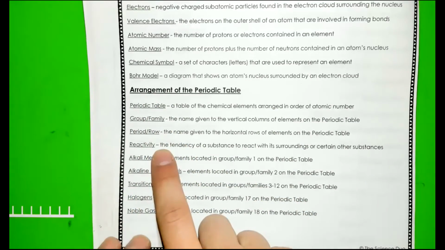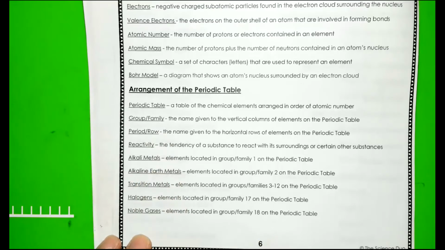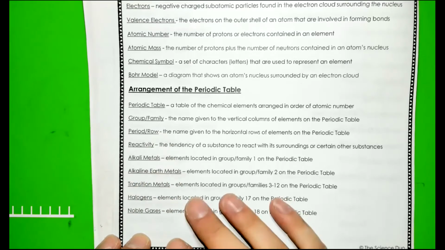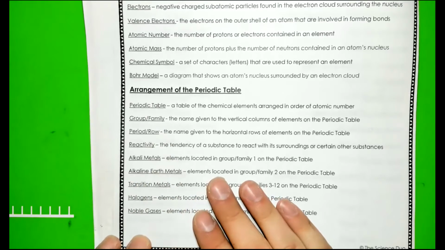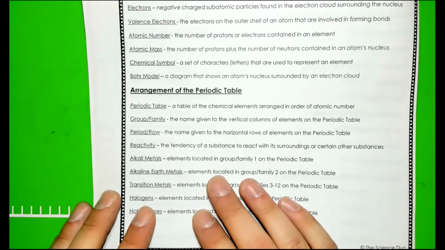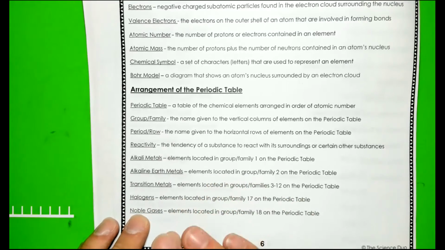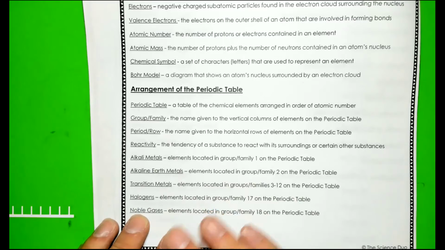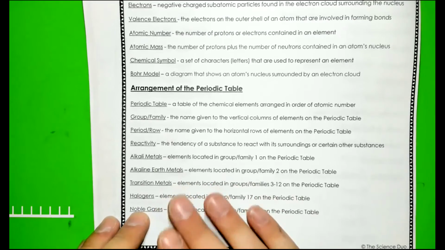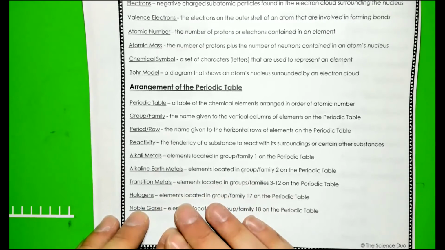When we're talking about reactivity, we're talking about the tendency for an element to react with another element. If you look all the way to the right of the periodic table at group 18, these are known as our noble gases. They don't react with any other element. They don't react with anybody. They don't even react with themselves. Because they have 8 valence electrons, they're considered non-reactive.